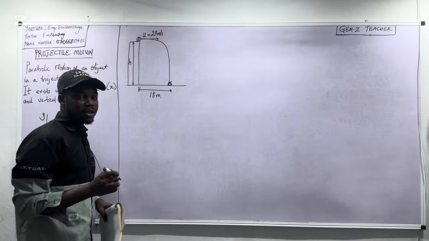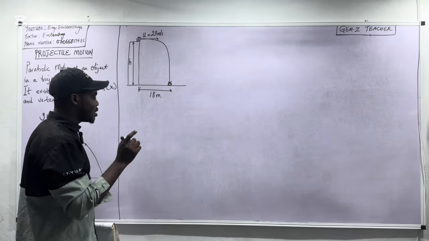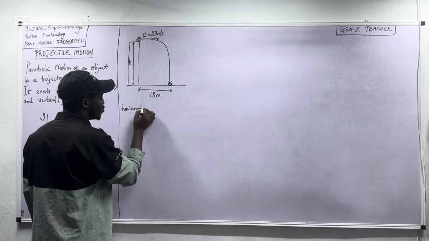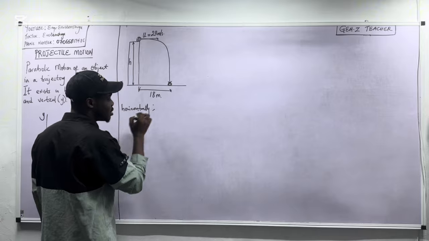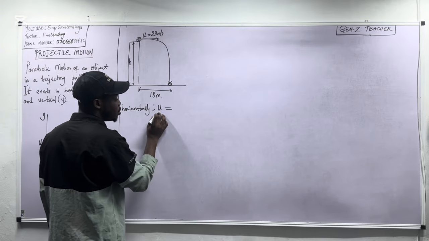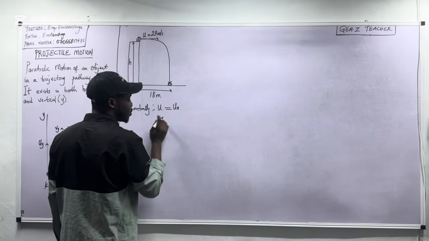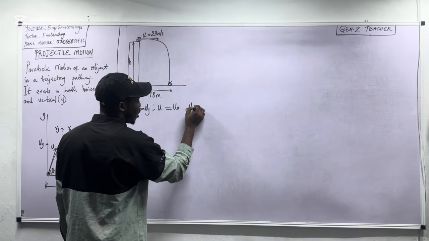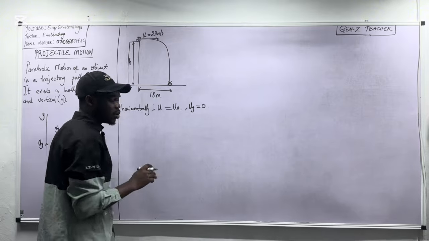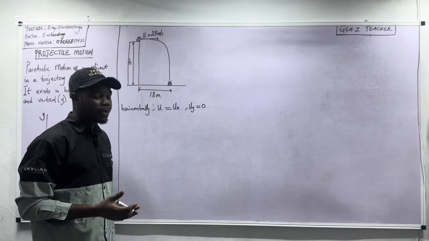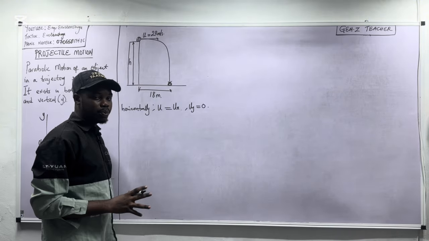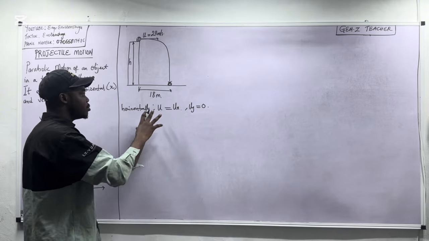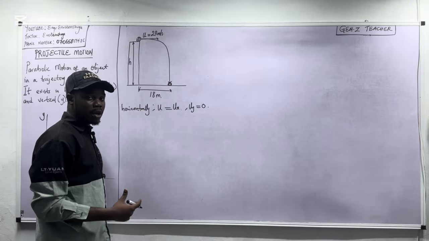Now, quickly, first thing first, because it is said that it was projected horizontally, this means that the u you'll be given in the question is actually equal to ux. Why? Horizontal is the x-axis, and uy must be equal to 0 because there is no projection in the vertical. So this is the first step we need to bring out to get this correctly. Are we together?